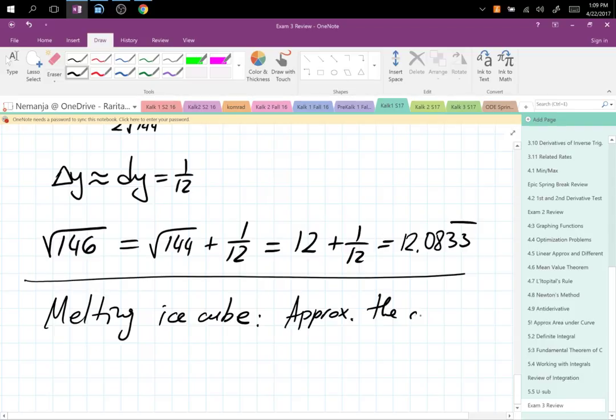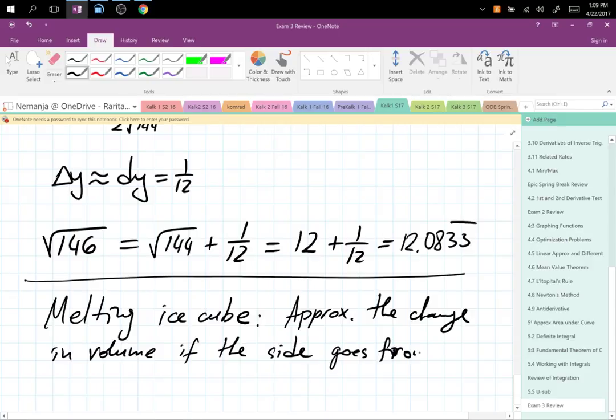Approximate the change in volume if the side goes from 1 inch to 0.85 inches. I'll just do inch. Approximate the change of volume.